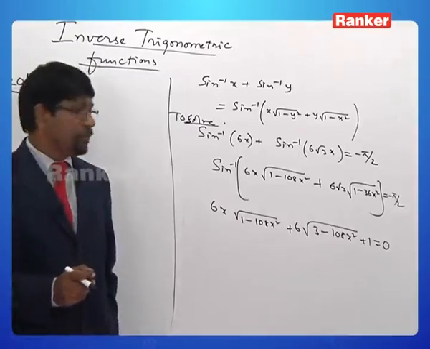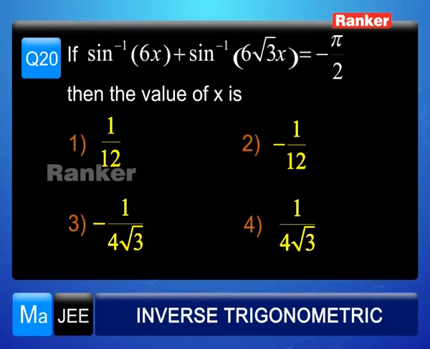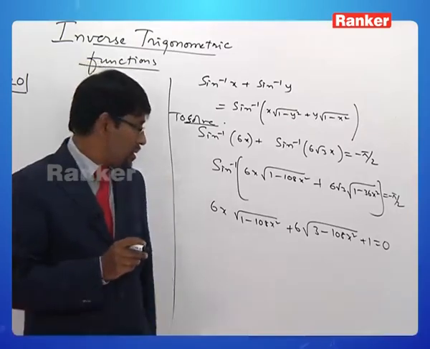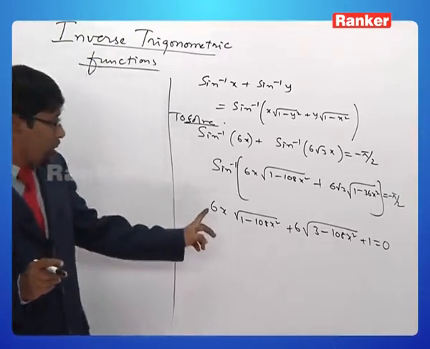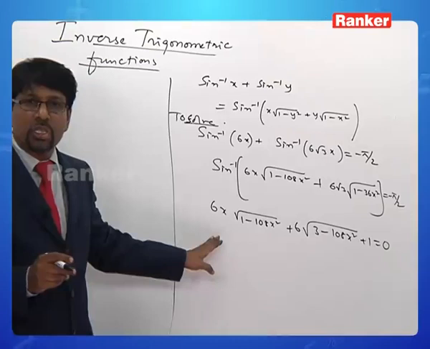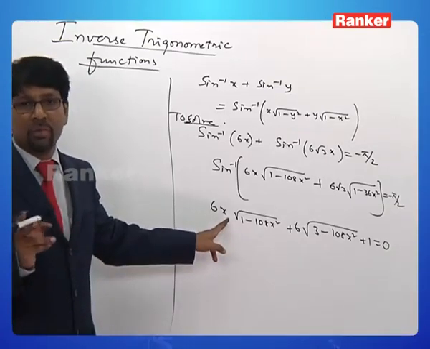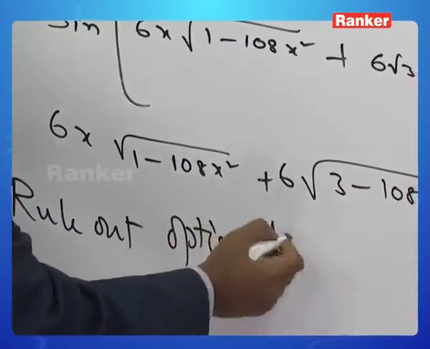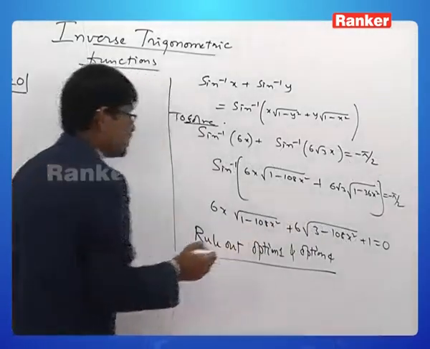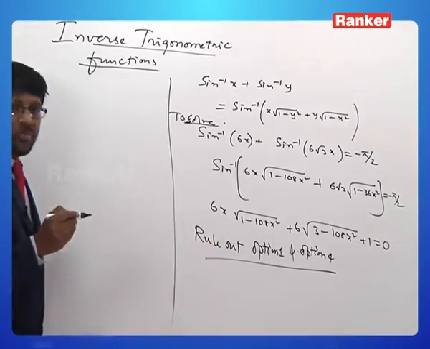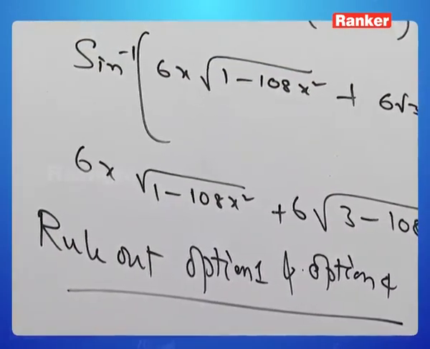Now, let's have a look at the options. The options say, first option is 1 by 12, second option is minus 1 by 12, third option minus 1 by 4 root 3, fourth option is 1 by 4 root 3. Now, can a positive value of x make this 0? Look at this. If x is positive, this entire quantity will be positive. This is anyway positive. This is positive. Sum of positive quantities cannot be 0. So, first and fourth option are ruled out, because no positive x can satisfy this equation, and both options 1 and 4 are giving us positive values, so they can't be the solutions.